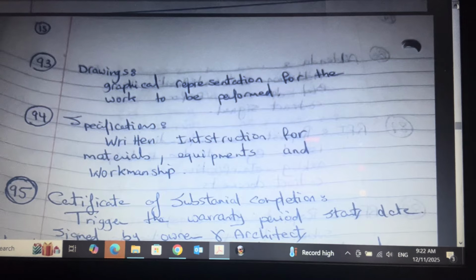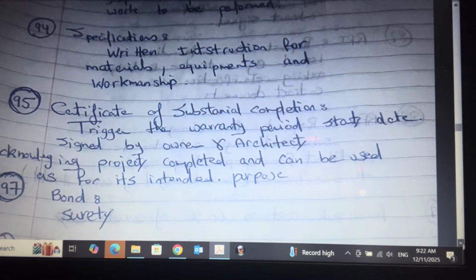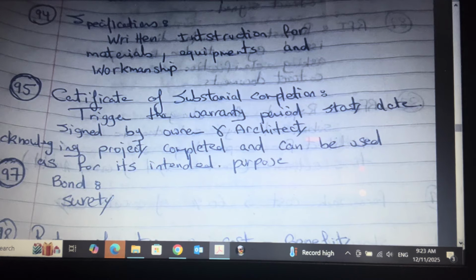Drawings are a graphical representation of the work to be performed. Specifications are the written instructions for materials, equipment, and workmanship. Certificate of substantial completion triggers the warranty period start date, and it is also signed by the owner and the architect. It also acknowledges the project is completed and can be used for its intended purpose.